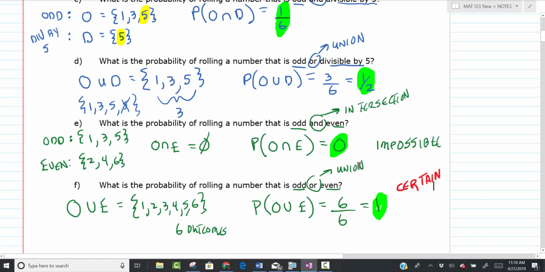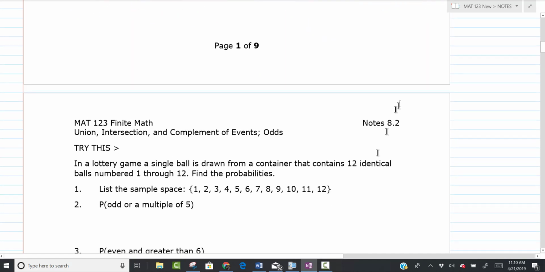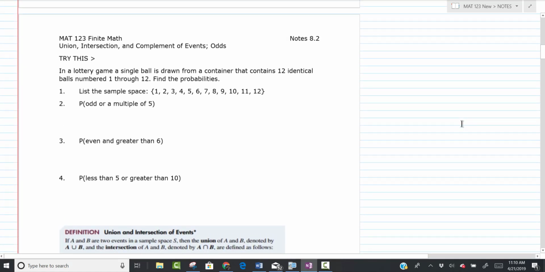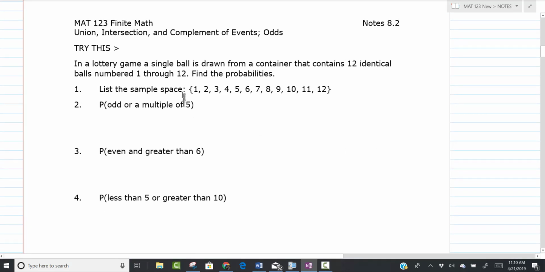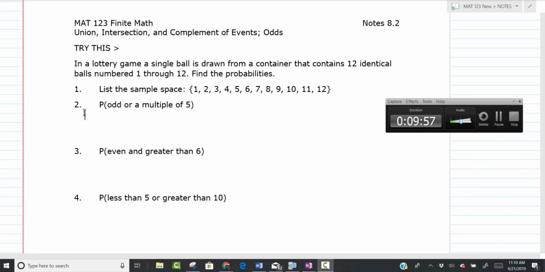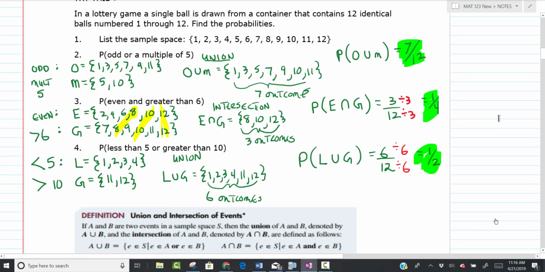Now what I want you to do is go to the next page, and I'm going to give you a little time to sort these problems out. So I'm going to have you pause and work these particular problems out then. Just 4 problems. I've already listed the sample space, so I want you to try to get these probabilities crunched out. I always recommend write down what your sets are, determine if it's a union or intersection, then you can complete your probability.